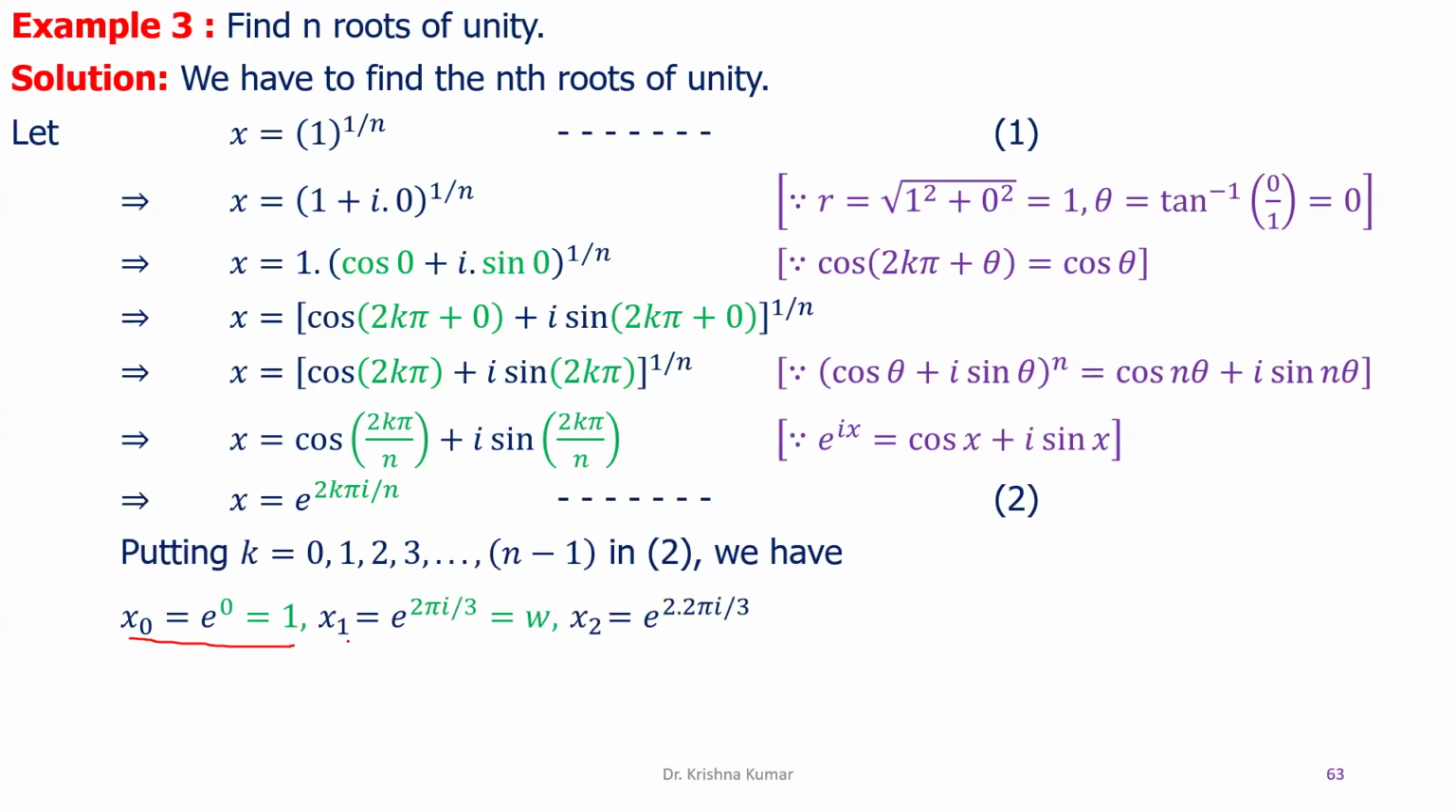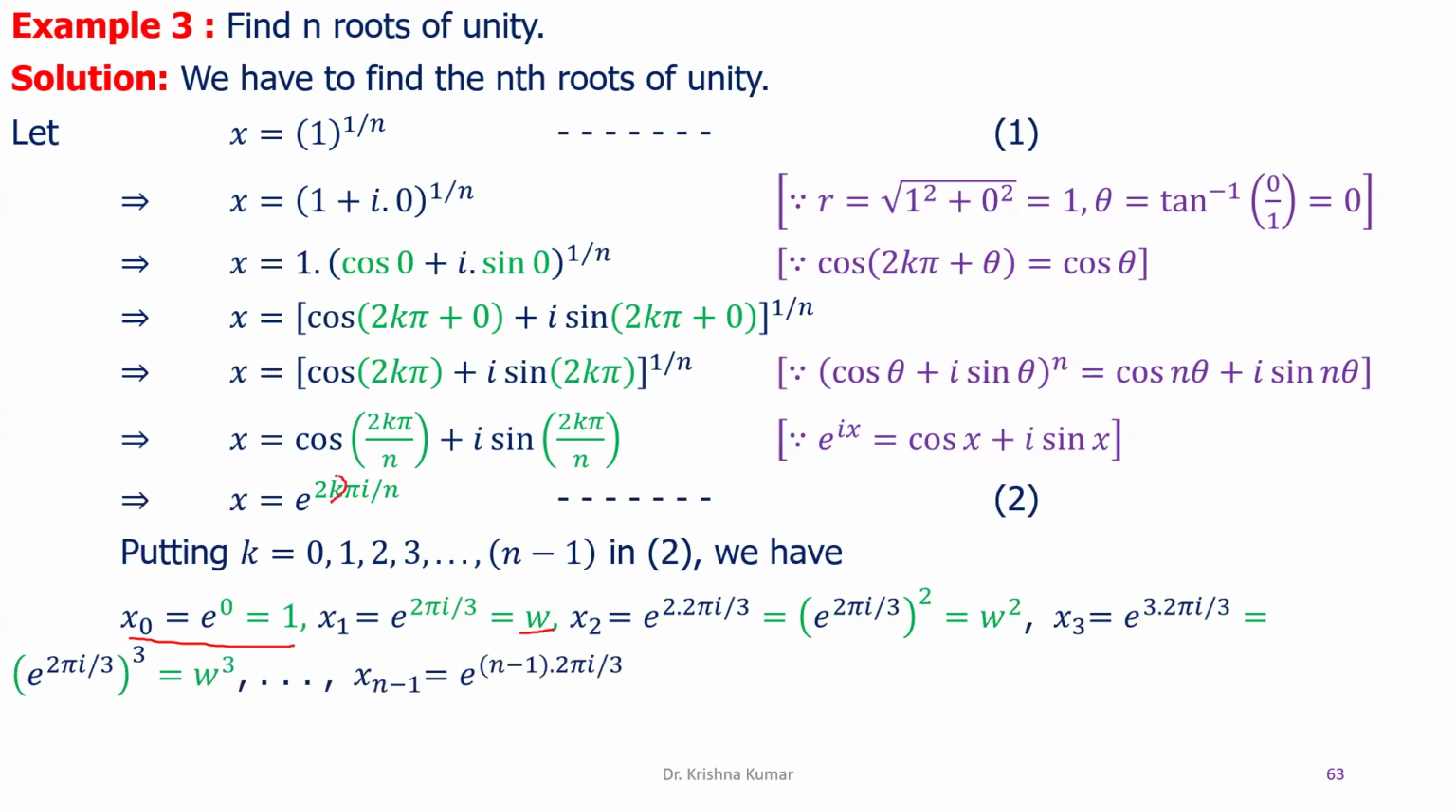If we put k equal to 1, this is e to the power 2 pi i upon n. Let us consider it as omega. If we put k equal to 2, so 2 times 2 pi i upon n, this can be written as e to the power 2 pi i upon n whole square, which is given by omega square. Similarly, x cube is equal to e to the power 3 multiplied by 2 pi i upon n, which can be written as e to the power 2 pi i upon n whole cube, meaning omega cube.